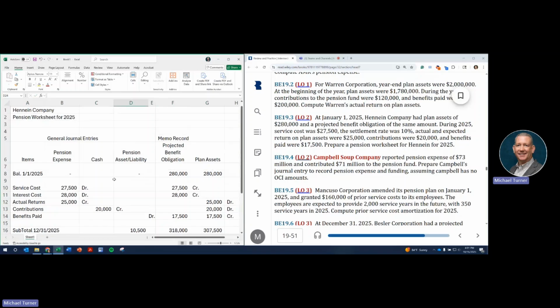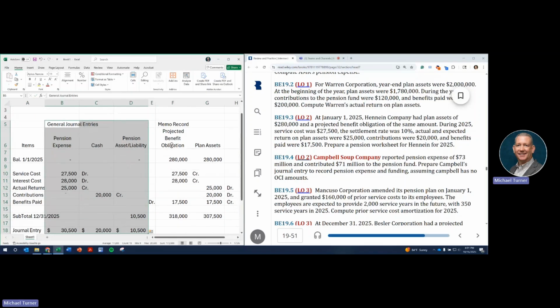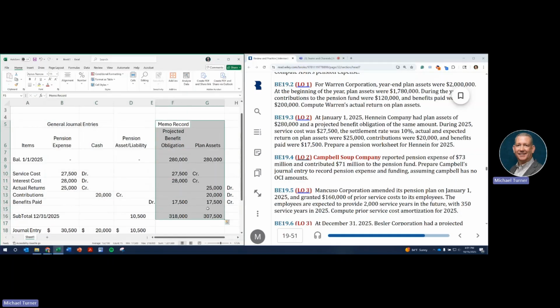So there's the journal entry side, which we noted over here, the general journal entry side, and then the memo, so we can track where we stand as far as our projected benefit obligation as it compares to our plan assets. At the beginning of the year, the PBO and the plan assets were the same, therefore there was no difference. However, at the end of the year, we are short a little bit, in that our obligation is $318,000. However, we only have $307,500 of assets, so we do have a pension liability of $10,500. So we captured that in our journal entry as well.